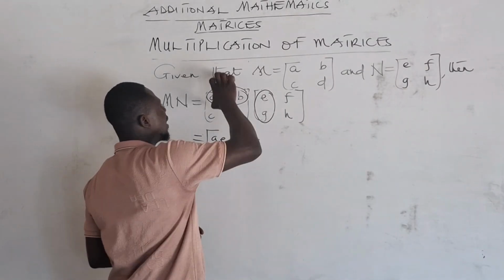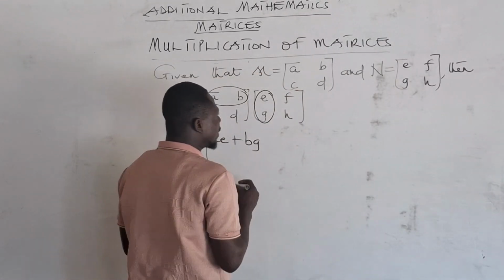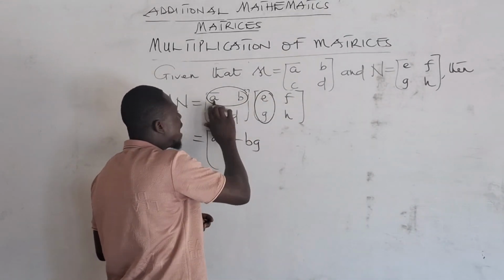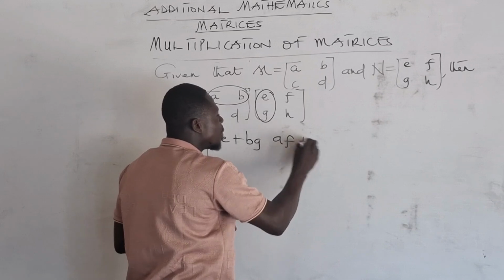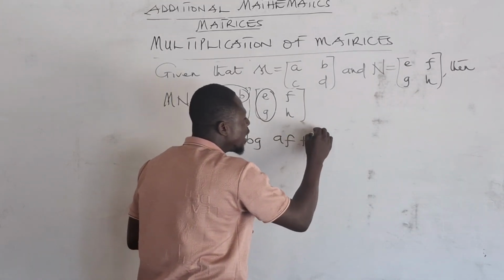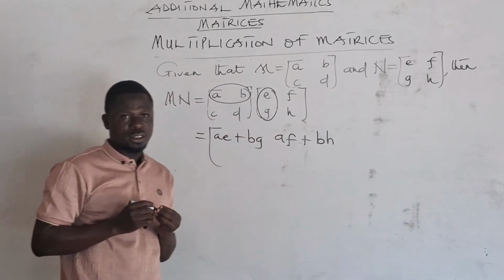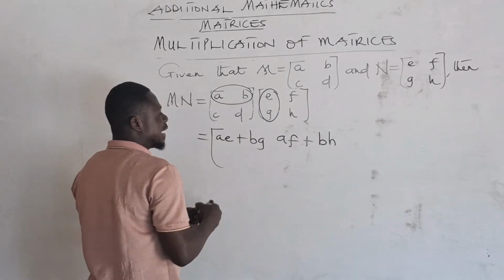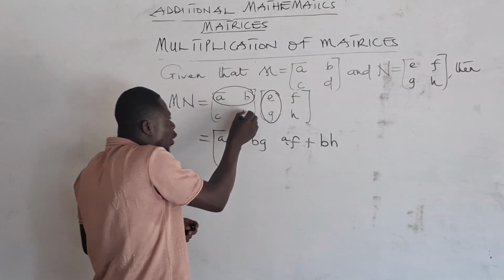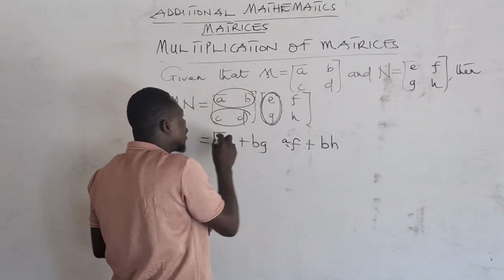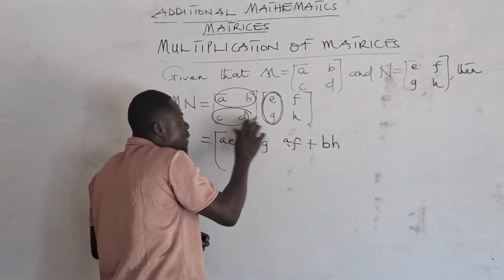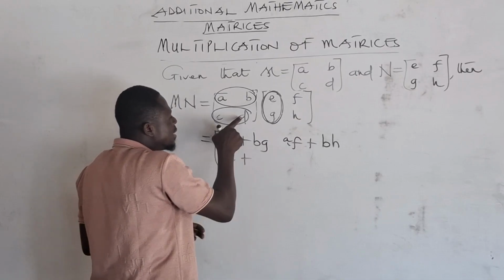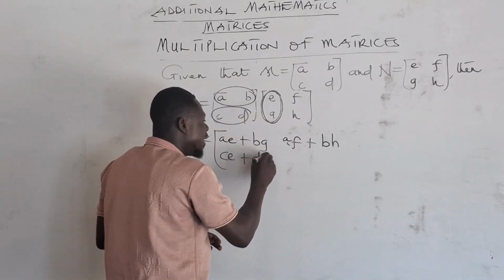Now we move on to the first row by the second column. The same thing will be done, first by first, second by second. So what is first by first? A by F will be AF plus B by H will be BH. Then we are done with the top row. Let's come to the down row. Now with the down row, the row here by the first column, first by first, second by second: C by E will be CE plus then D by G will be DG.